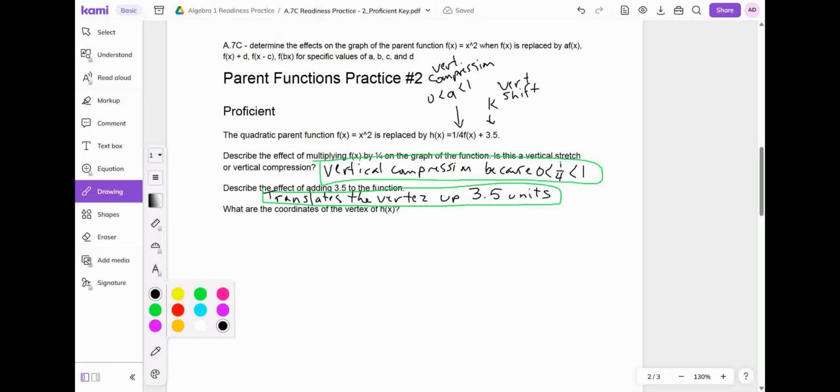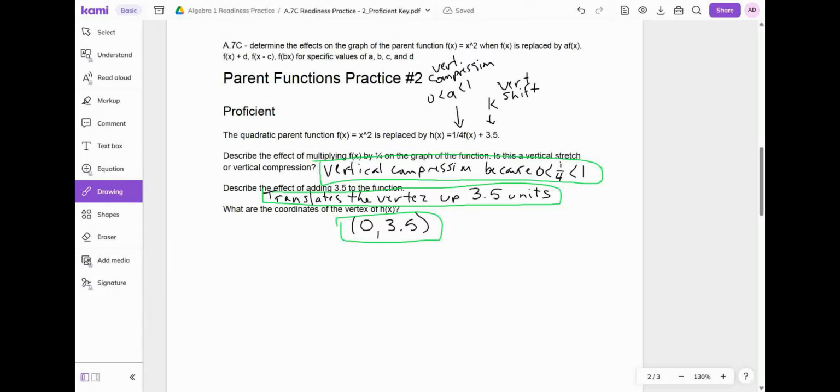All right, we didn't do anything with it. There is no h. We didn't shift it left or right. We only shifted it up. So the x value is going to stay the same. The y value simply becomes 3.5. Now, other than that, the graph is going to look different because it's going to be vertically compressed because we're multiplying it by 1/4, but it's not asking us about that.